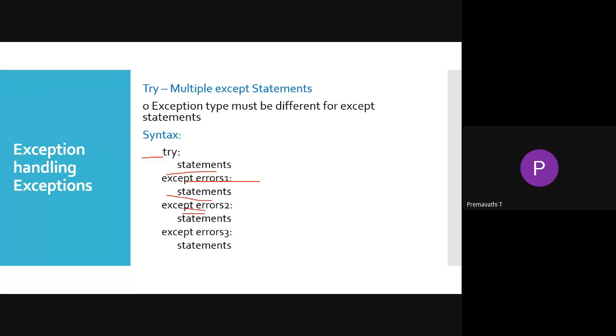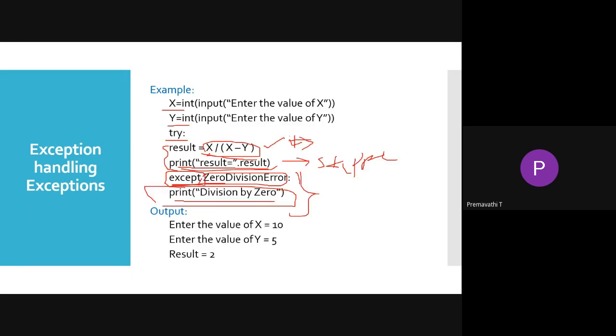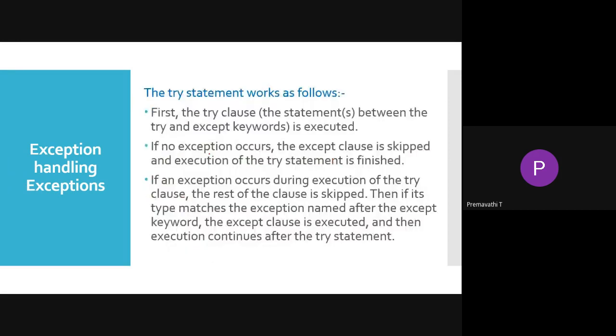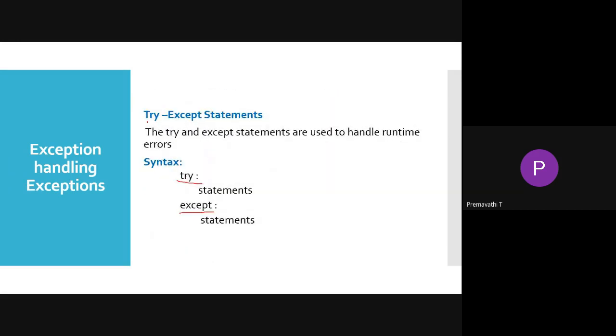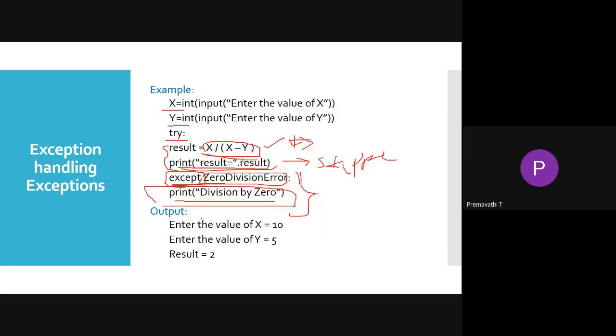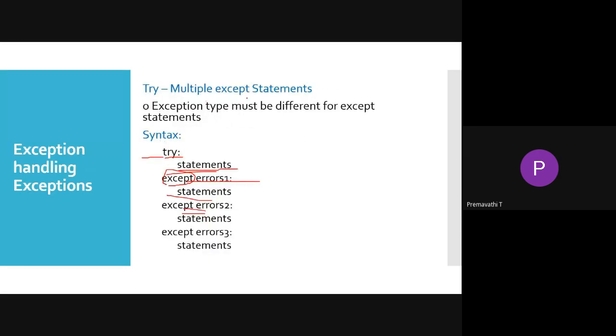Listen, here the keyword first should be try, then we give some statement, then except, the same as your previous one. Here the try except statement uses only a single try, and we use the except keyword, that is try and except. Next one is try multiple except, that is the multiple except statement.